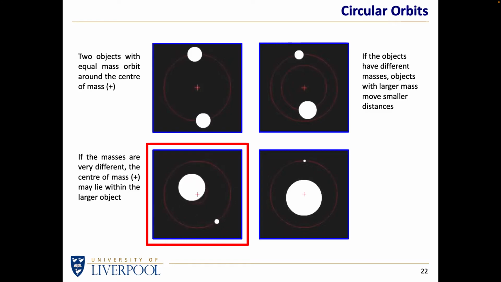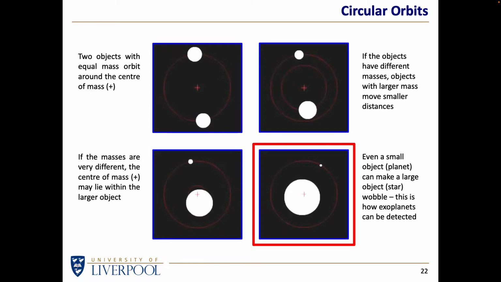So the center of mass now is here, closer to the larger mass. And if we take that to a little more extreme, if the masses are very different, the center of mass might actually be inside one of the two bodies themselves. For instance, the center of mass of the Earth and the Moon, about which both rotate, is actually inside the Earth. And if we take that to the extreme, even a small object like a planet can make a larger object like a star wobble.